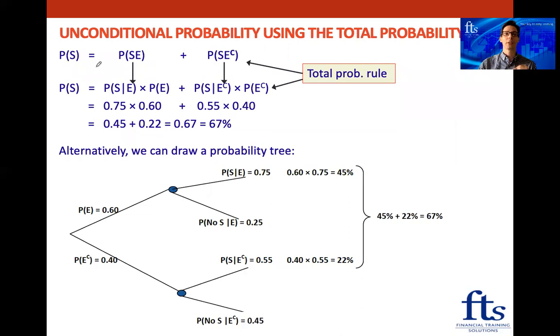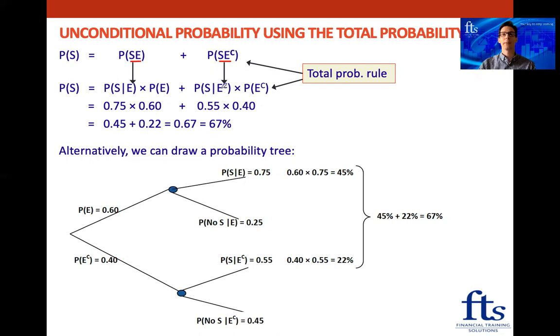So the probability of the sales increase is equal to the probability of the sales increase and the economy is in expansion, and then we add on the probability the sales increase and the economy is not in expansion. So here comes our multiplication rule. With this one, we've got to break it down. The probability sales increase and the economy is in expansion is equal to the probability sales increase given that the economy is in expansion, multiplied by the probability the economy is in expansion.